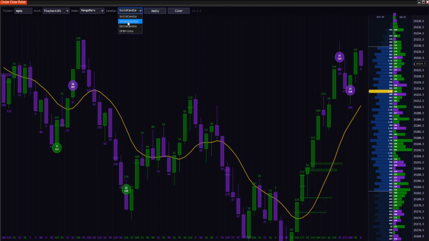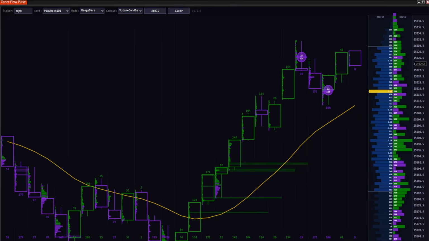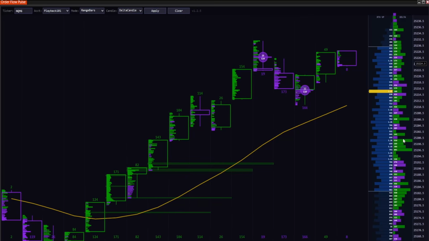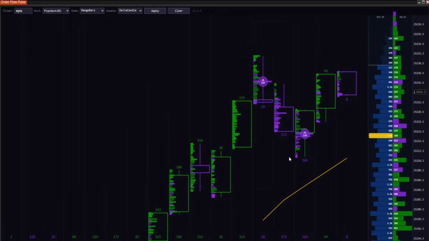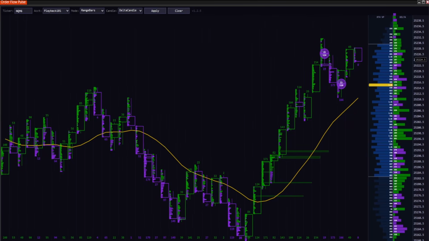Now, if I take a look at a volume candle, as you can see, most of the volume was right up in this area right here. Okay, let's take a look at a delta candle. Most of that negative delta was right in this area right here. So there were a lot of sellers up in here and we closed above. That is a key thing that you need to look for.